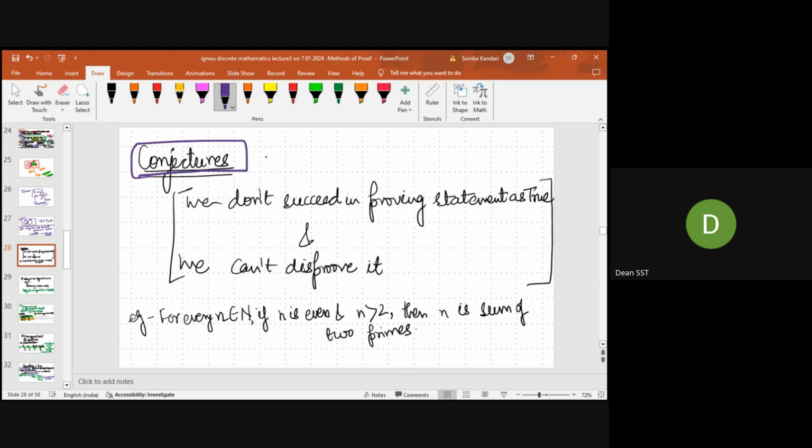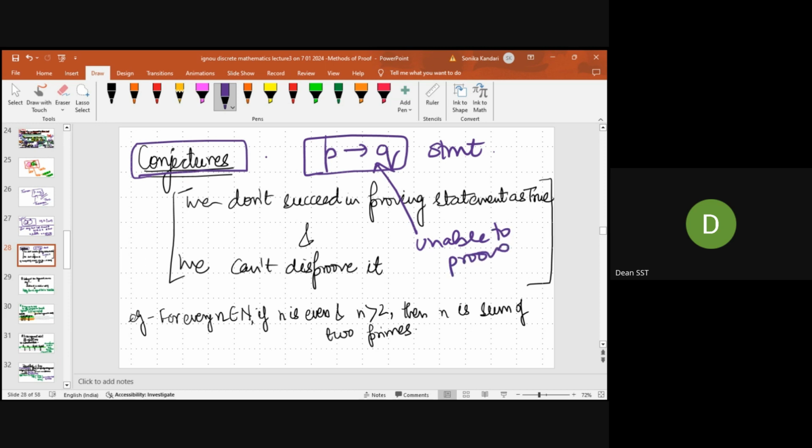Have you heard of this term earlier? Conjectures. No. Suppose we have this statement, and we are unable to prove it as true. We can't prove it as true, and we can't even disprove it. We can't say this is true, we can't say this is false. Fine. Then what is this? This is a conjecture.